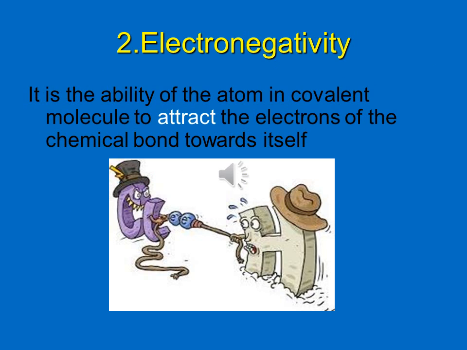We said in this lesson we will talk about three properties which are atomic size, electronegativity, and metallic and non-metallic property. We finished atomic size. Now we will talk about electronegativity.